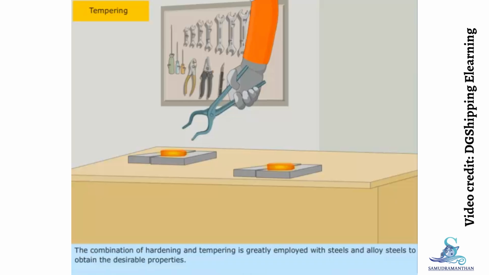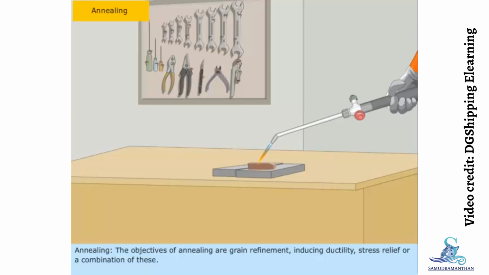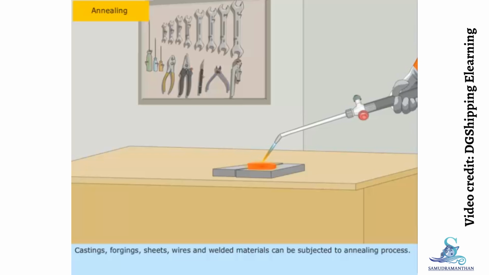The combination of hardening and tempering is greatly employed with steels and alloy steels to obtain the desirable properties. Straight carbon steels with carbon content below 0.2% are usually not subjected to hardening and tempering processes. Annealing. The objectives of annealing are grain refinement, inducing ductility, stress relief, or a combination of these. Castings, forgings, sheets, wires, and welded materials can be subjected to the annealing process.